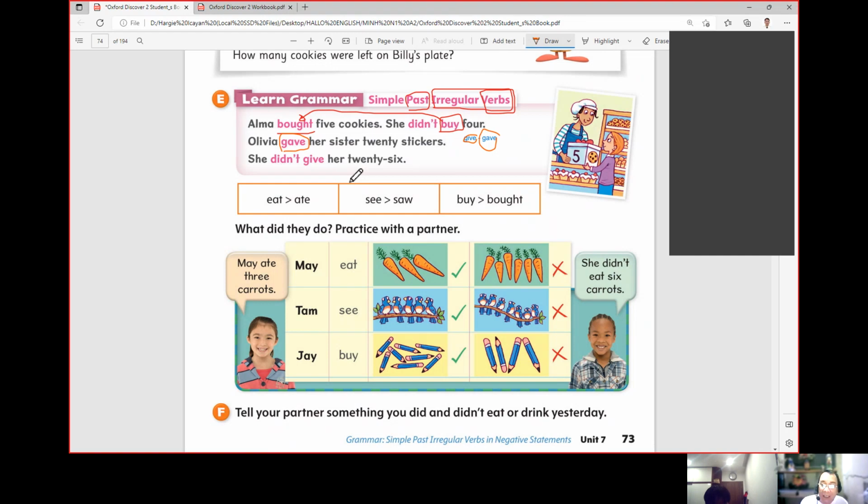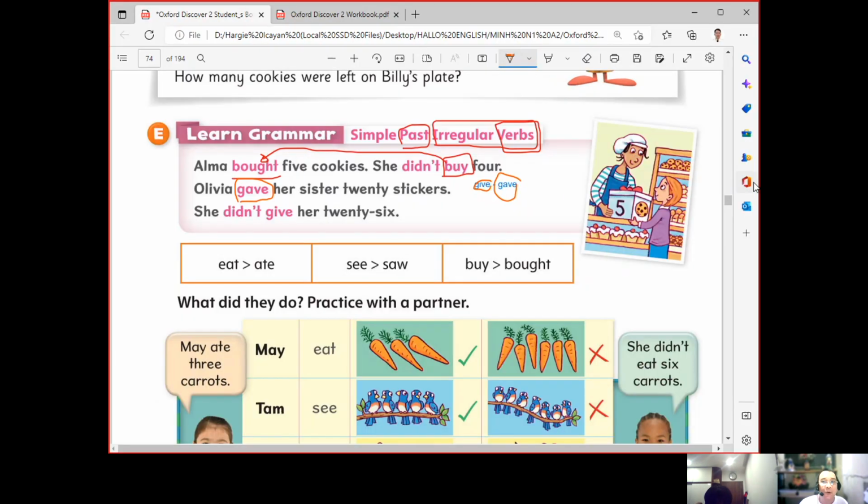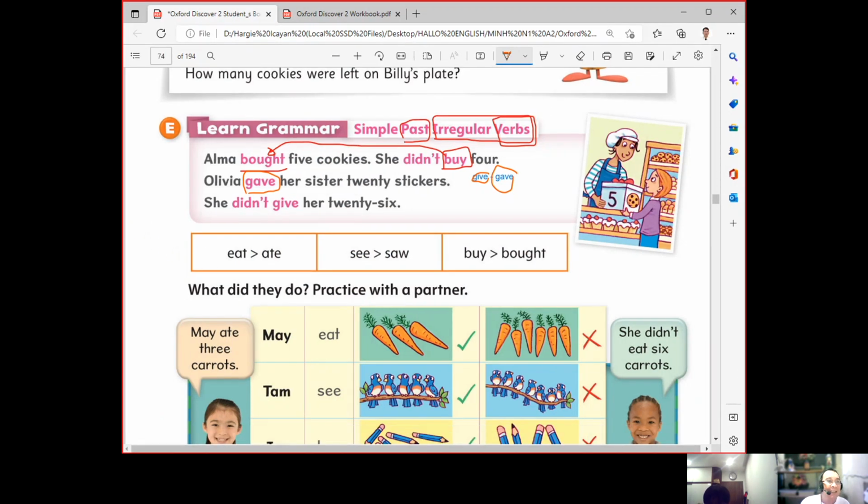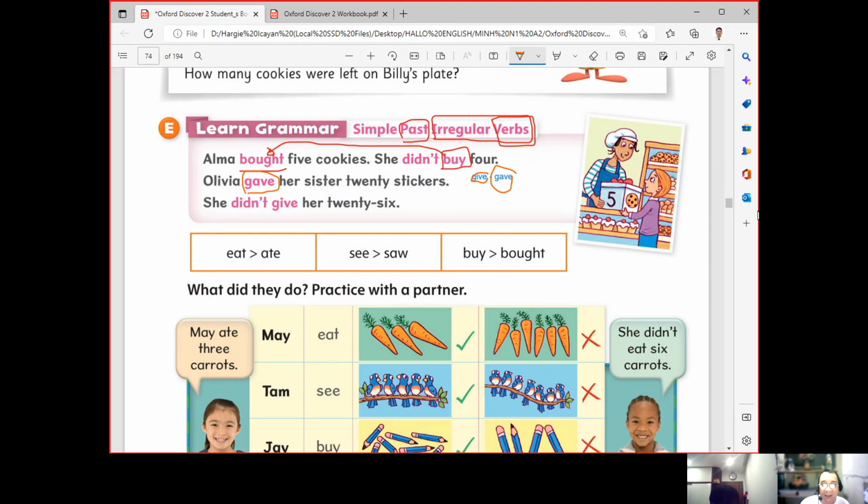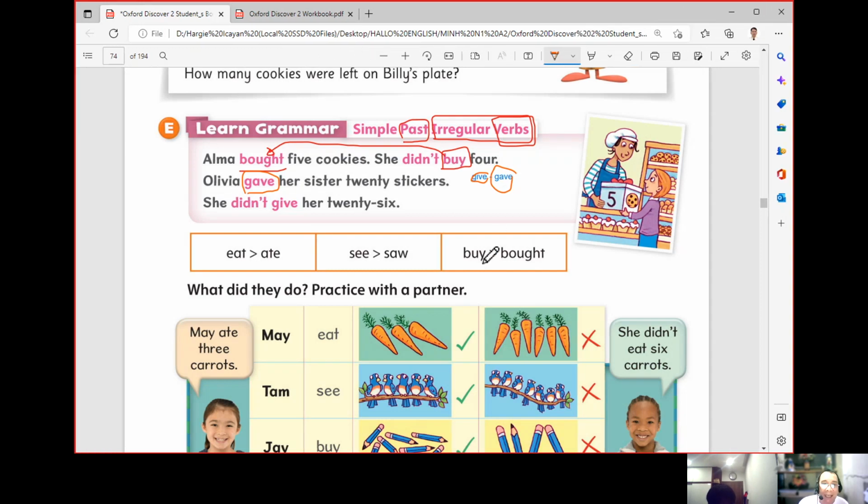Again, what are those signal words? Okay, can you tell me what those signal words are? Yesterday. Okay, yesterday. What else aside from yesterday? The other day. Ago. Last week. Last month. Okay. Last year. Okay. So those are signal words that we can say the action has been done already.